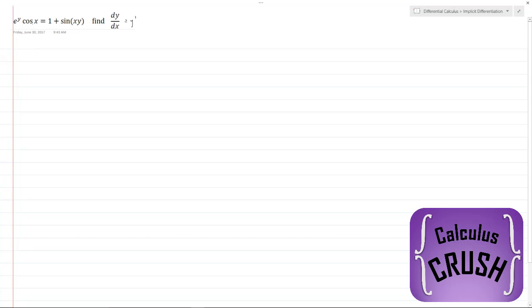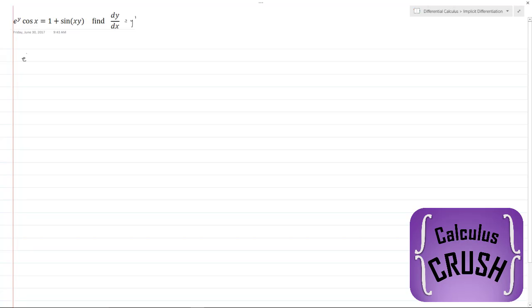Now this is implicit differentiation because we cannot solve for y before we get started. Y is always going to be mixed up on both sides. There's no way to get it all on one side, just have y equals a bunch of x's. We can't do that. So we just need to hit it directly with the derivative operator.